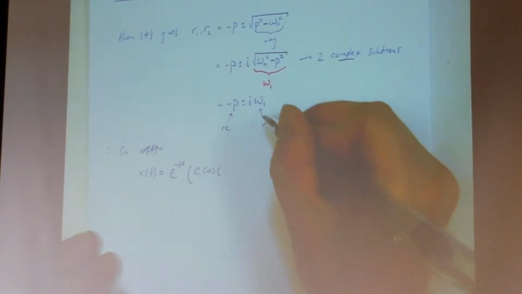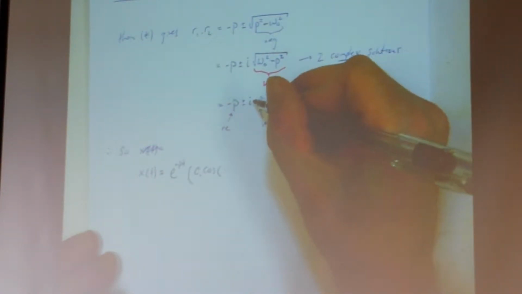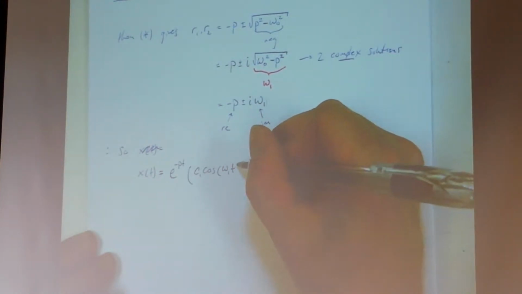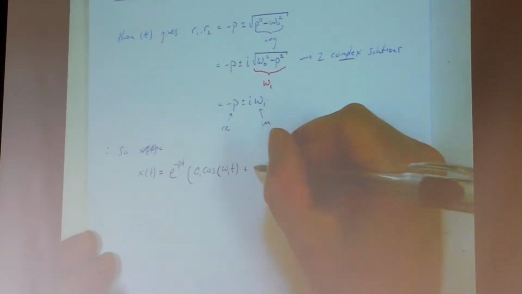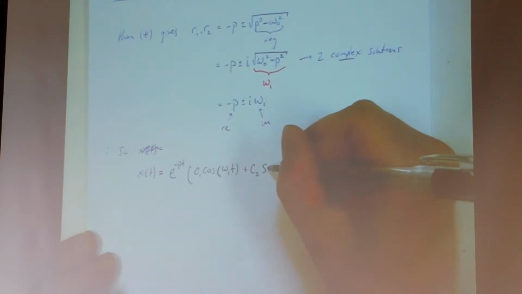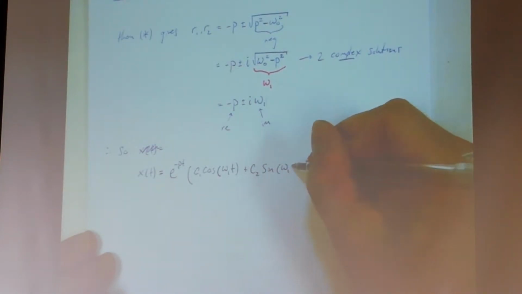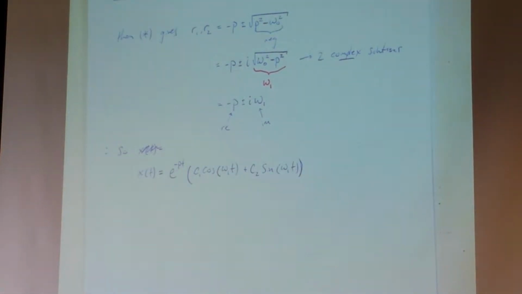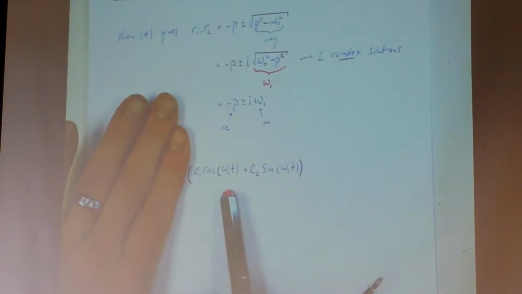C1 cosine, and this is the imaginary part of this number. It's going to be omega 1t plus C2 sine omega 1t. All right, so it's kind of interesting. We got a comment when it was undamped altogether. We got something of this form, except we had a different period, right?